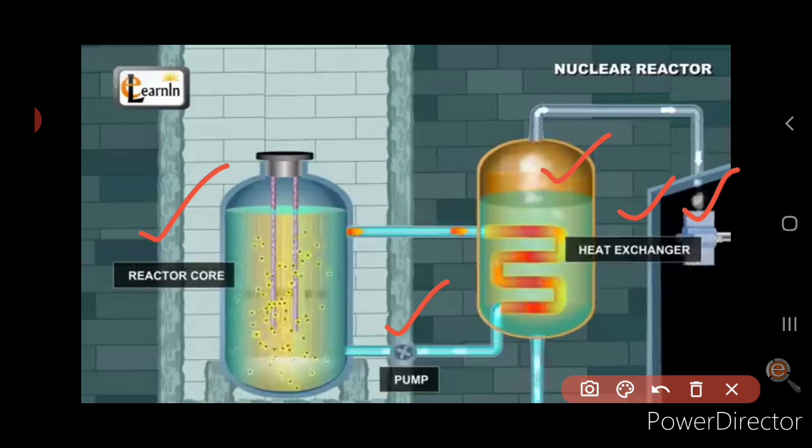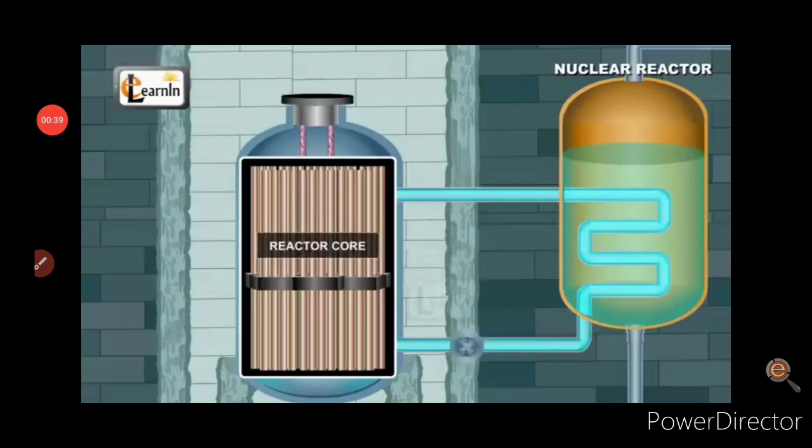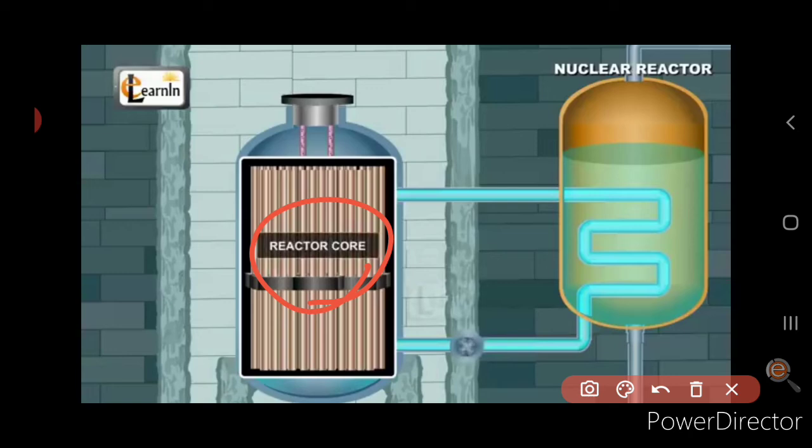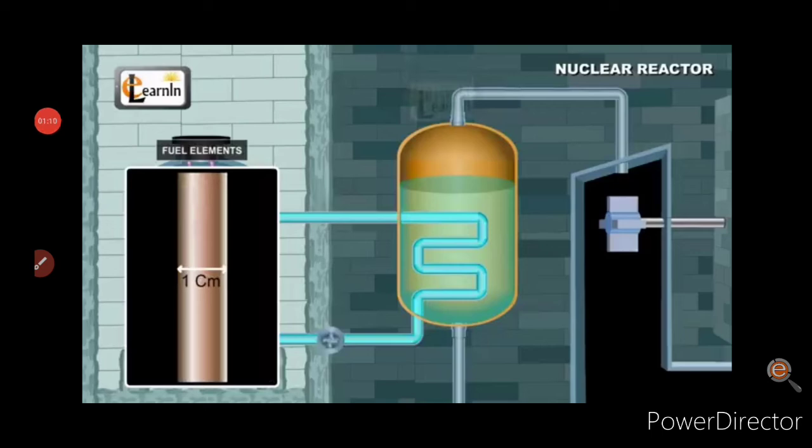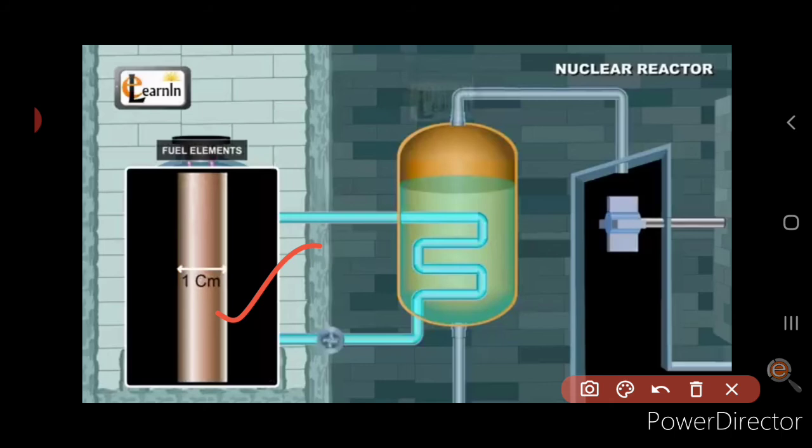Let's go in detail. The first one we said is the reactor core, isn't it? Now in this reactor core, the fissile material, that is the fuel element, is present, right? And the fissile material, that is uranium-235 or uranium-238, is used as fuel. Now if you see these fuel elements, they will be in the form of a rod, and each rod will be 1 centimeter wide, right?